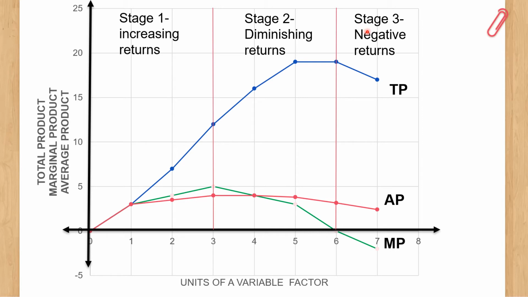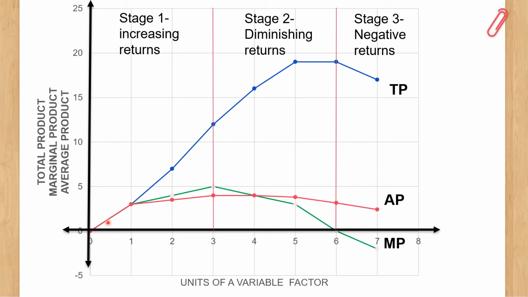In the third stage, we see that total product is actually falling. This stage starts from when marginal product becomes 0. When total product decreases, marginal product becomes negative. For example, this point here represents when total product is 17, and this point represents when total product is 19. So 17 minus 19 is -2, and that -2 is plotted here.